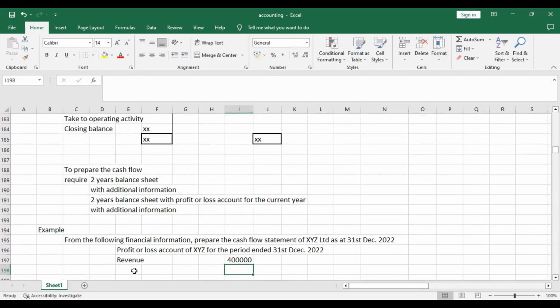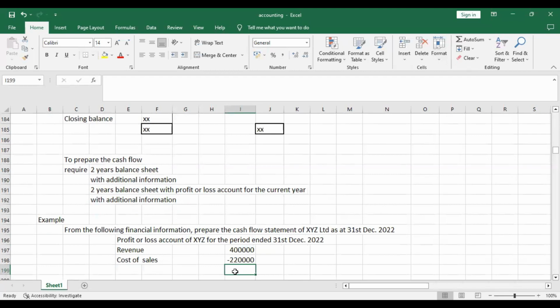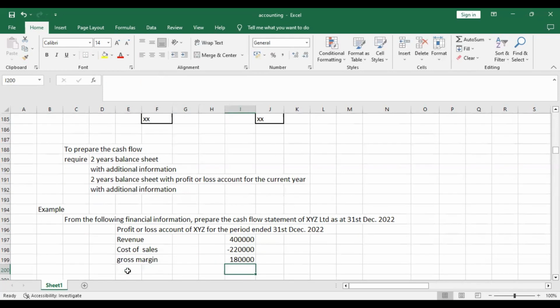Then cost of sales, let us assume 220,000. You have to reduce this figure from the sales, then you will get the gross profit, the gross margin. So gross margin is 180,000, and you have been given less distribution expenses. Suppose the distribution expenses are 60,000, minus 60,000.